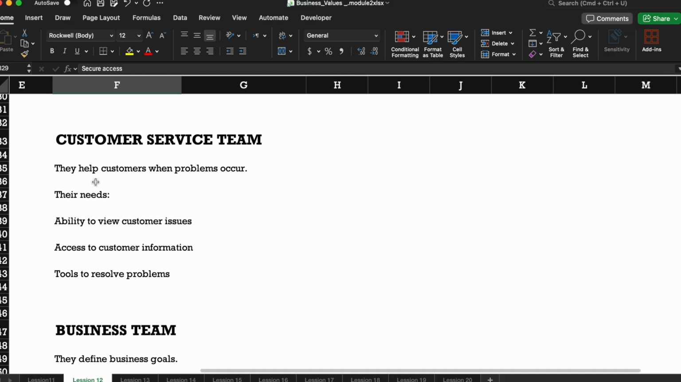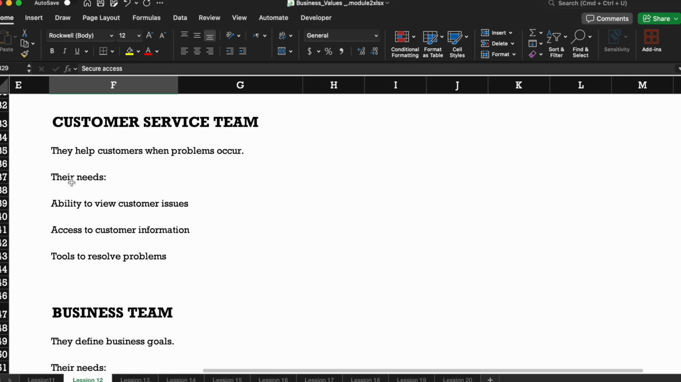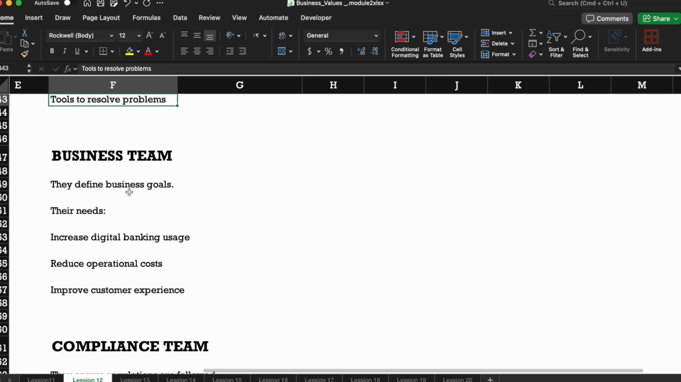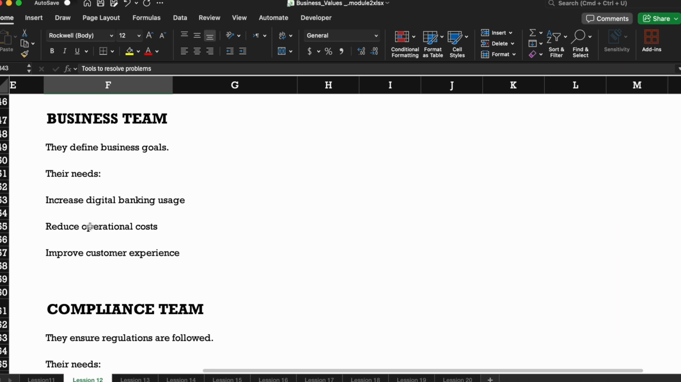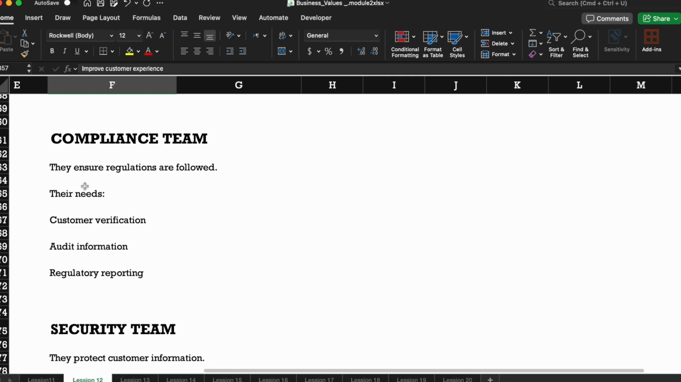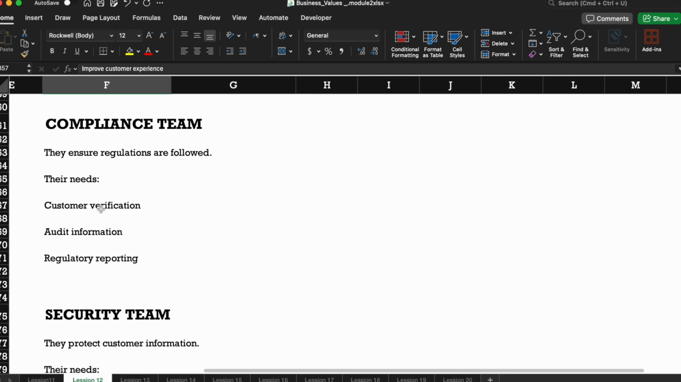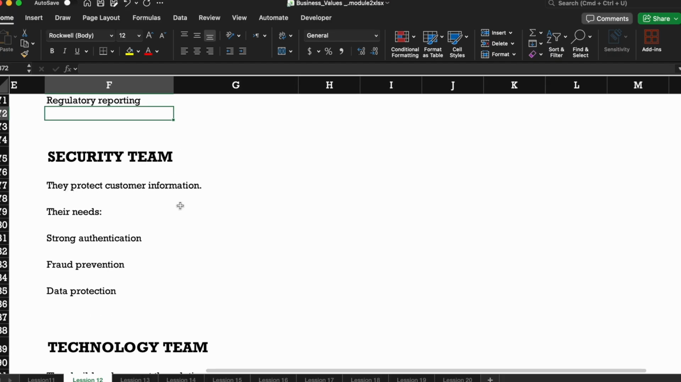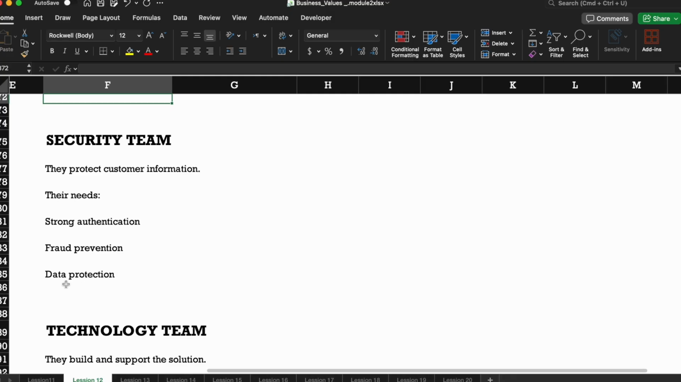Customer service team: they help customers when problems occur. They need the ability to review customer issues, access to customer information, and tools to resolve problems. Business team: they define business goals. Their needs are to increase digital banking usage, reduce operational cost, and improve customer experience. Compliance team, we already discussed this one: they ensure regulations are followed, customer verification, audit information, and regulatory reporting. Security team: they protect customer information and need fraud analysis, strong authentication, fraud prevention, and data protection.